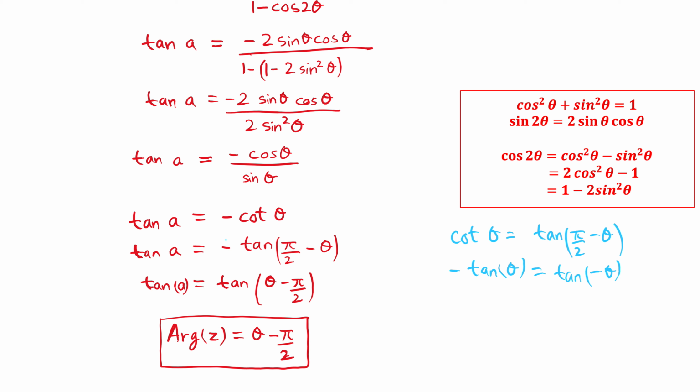So I have taken this negative sign inside the bracket, so we are left with tan of a is equal to tan of, inside the bracket, theta minus pi on 2. Now to solve for a, what I can do is take arctan. So a is equal to the arctan of tan of theta minus pi on 2. So from here arctan and tan cancel and we're left with a is equal to theta minus pi on 2. Now since a was also the argument of z as assumed earlier, we can write that the argument of the complex number z is equal to theta minus pi on 2.